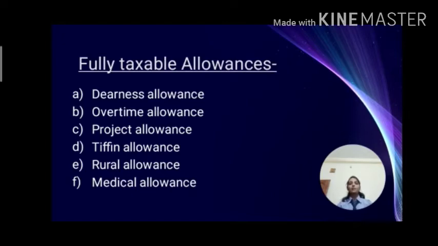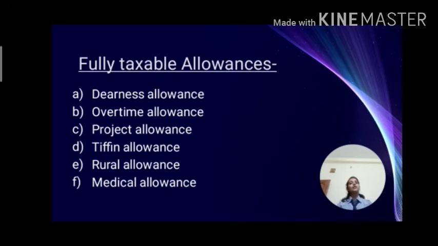The next one is project allowance. It is the allowance paid by the employer to employees who are engaged in a specific project, to compensate for the expenses incurred due to the engagement in that particular project. The next one is tiffin allowance, which is provided by the employer to his employee to meet his food expenses. Sometimes this allowance is not provided when the tiffin service is provided to the employee by the employer.